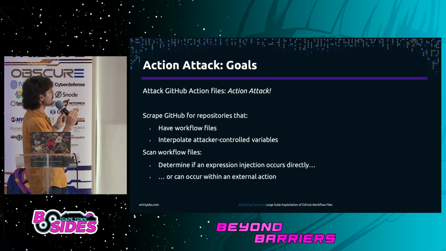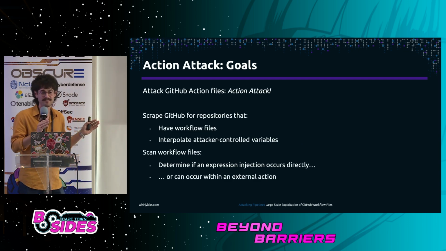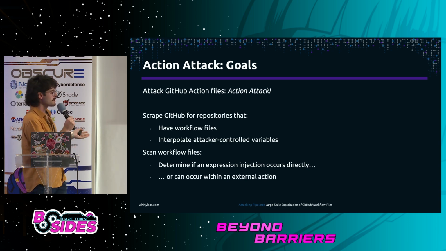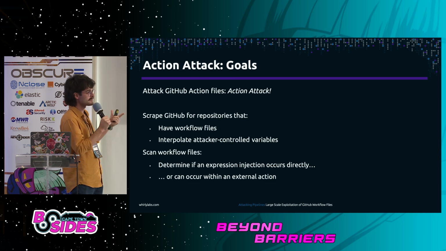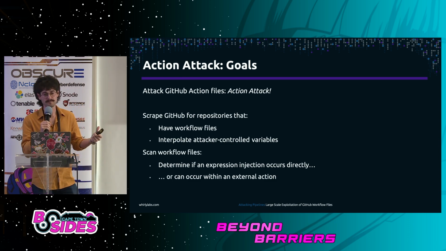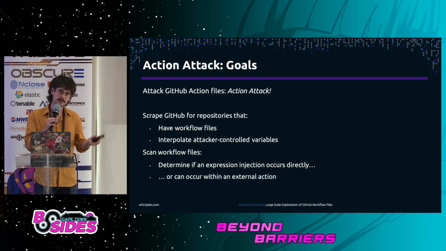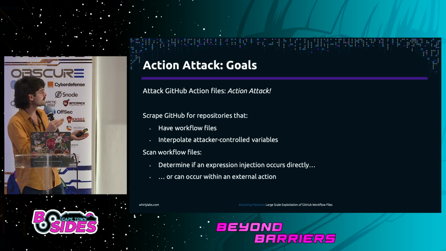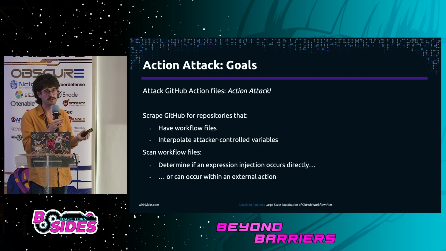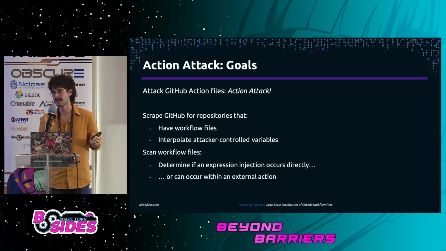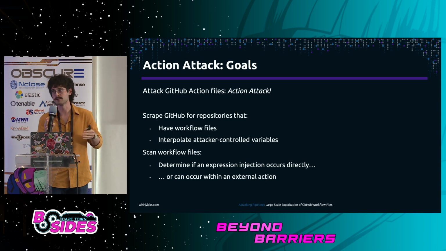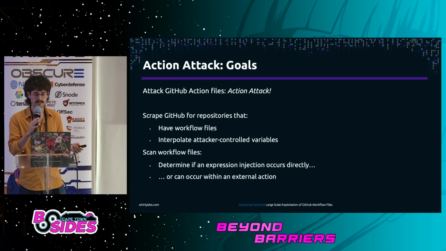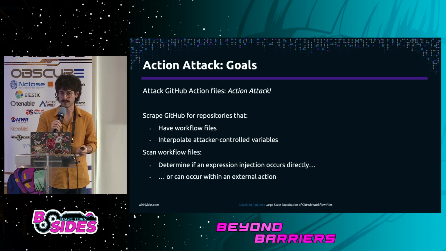So we created a tool called Action Attack. Basically, it'll scrape repositories that have, A, workflow files, B, have interpolated attacker-controlled variables in those workflow files, and it will then pull that repo from the GitHub search API, and determine if the expression injection actually occurs, or can it occur via some mutation or transformation in an external action, or if that external action allows attackers to define the input to some kind of vulnerable or dangerous sink, like a file write or something like that.